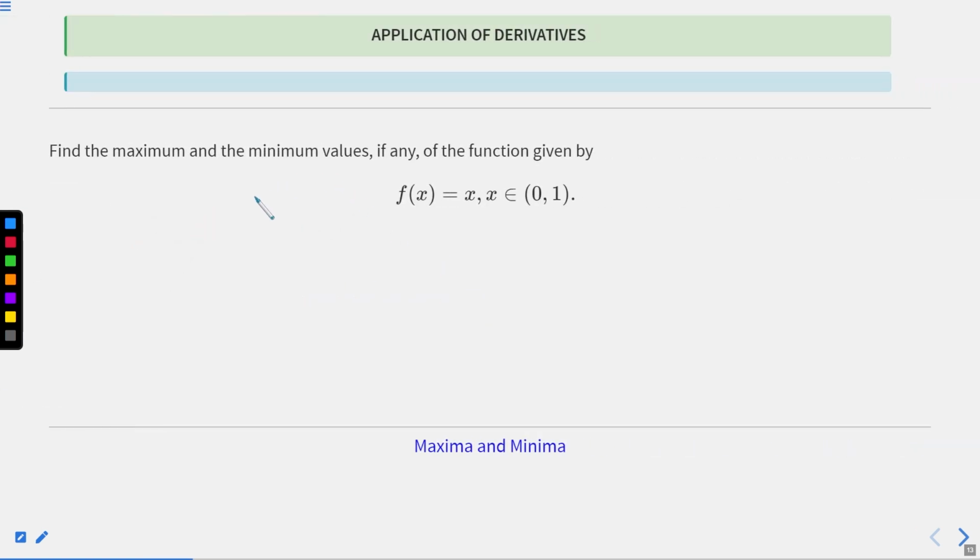Now here, you have to find the maximum and minimum value, if any, of the function.